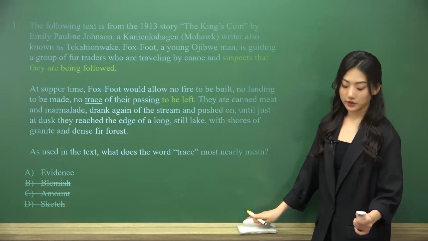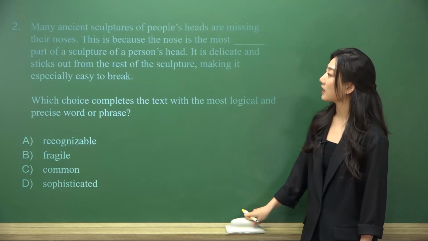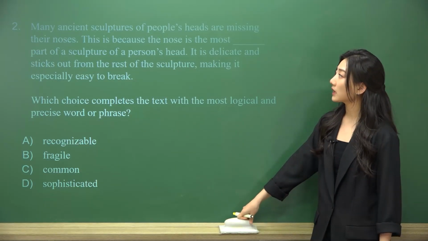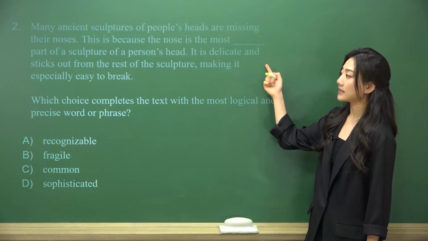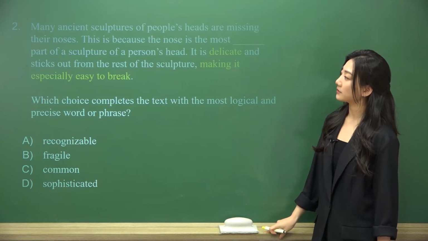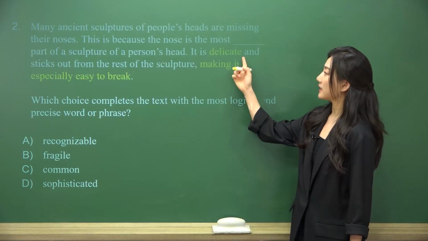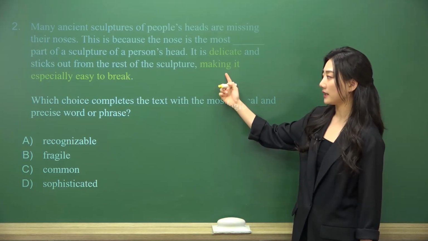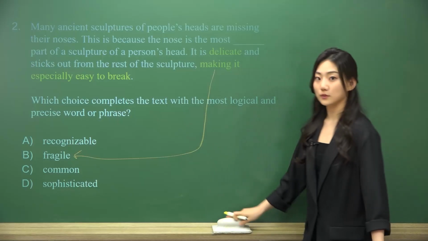So, moving on to number 2. Many ancient sculptures of people's heads are missing their noses. This is because the nose is the most blank part of a sculpture of a person's head. It is delicate and sticks out from the rest of the sculpture, making it especially easy to break. Okay, so this is kind of a return to the first 4 practice tests. Delicate, making it especially easy to break, direct hint for fragile. All right, so this is what we're used to.